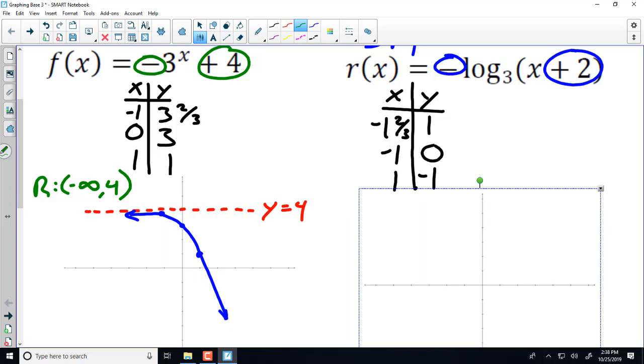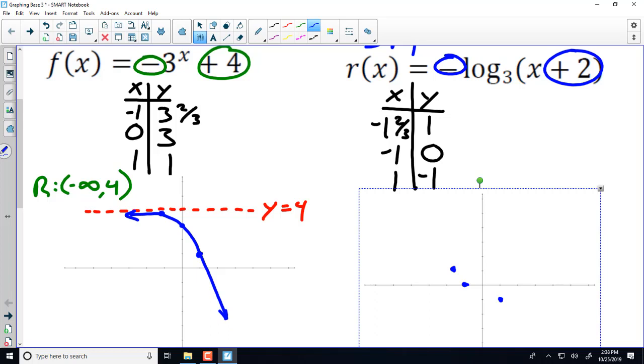We come over here to the logarithm graph. It's still going to be a logarithm graph, but it's been reflected and shifted. So let's see what kind of picture this gives us. So negative 1 2/3 and 1. So I get an ordered pair right around there. Negative 1, 0 right there. And 1, negative 1. So right there.